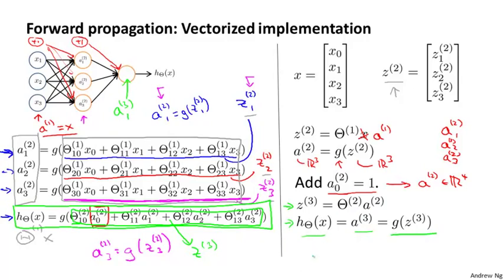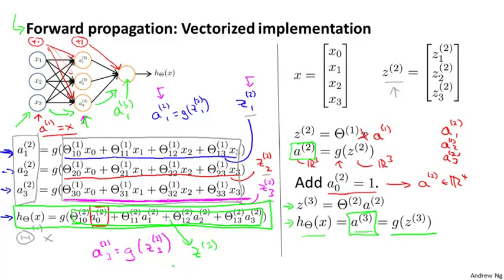This process of computing h of x is also called forward propagation, and it's called that because we start off with the activations of the input units, and then we forward propagate that to the hidden layer and compute the activations of the hidden layer, and then we forward propagate that and compute the activations of the output layer. But this process of computing the activations from the input, then the hidden, then the output layer, that's also called forward propagation.